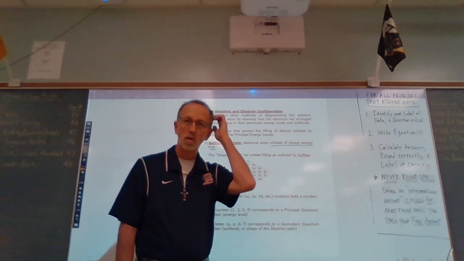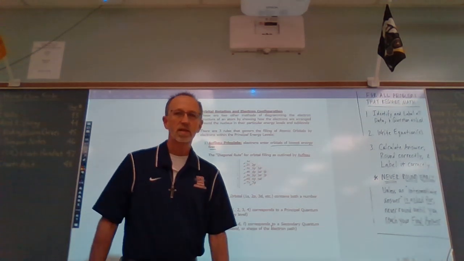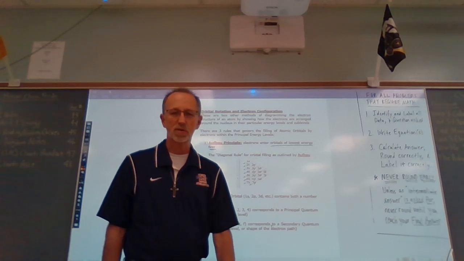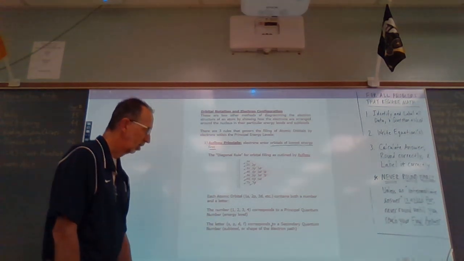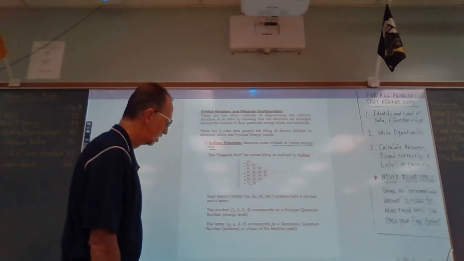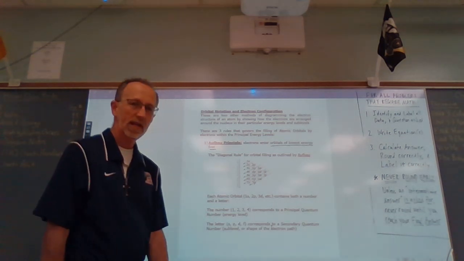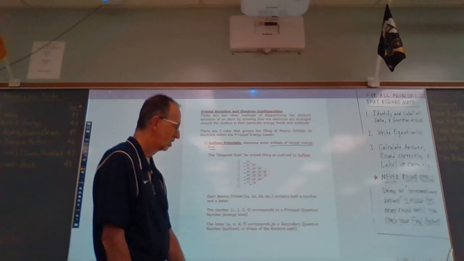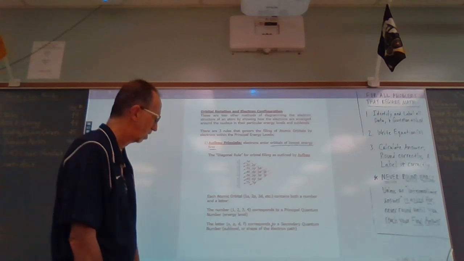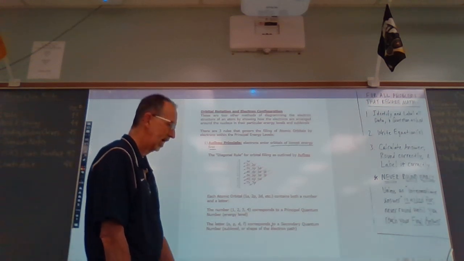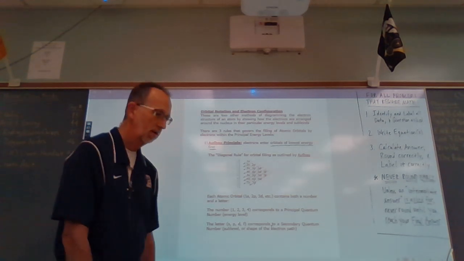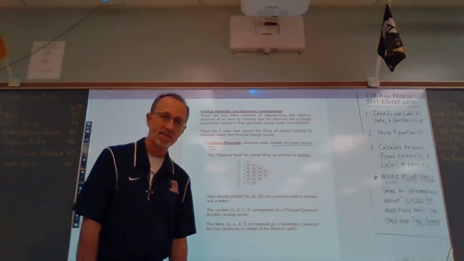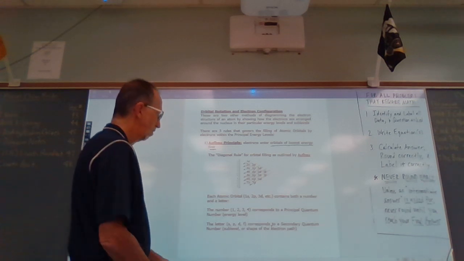Now, there are more orbitals in here based on the quantum number rules. We're going to talk about that here shortly. So each atomic orbital, 1s, 2p, 3d, contains, remember, both the number and the letter. The number corresponds to the energy level, or the principal quantum number, and the letter, s, p, d, f, etc., corresponds to a secondary quantum number, or a sublevel, which, remember, is the shape of the orbital path.